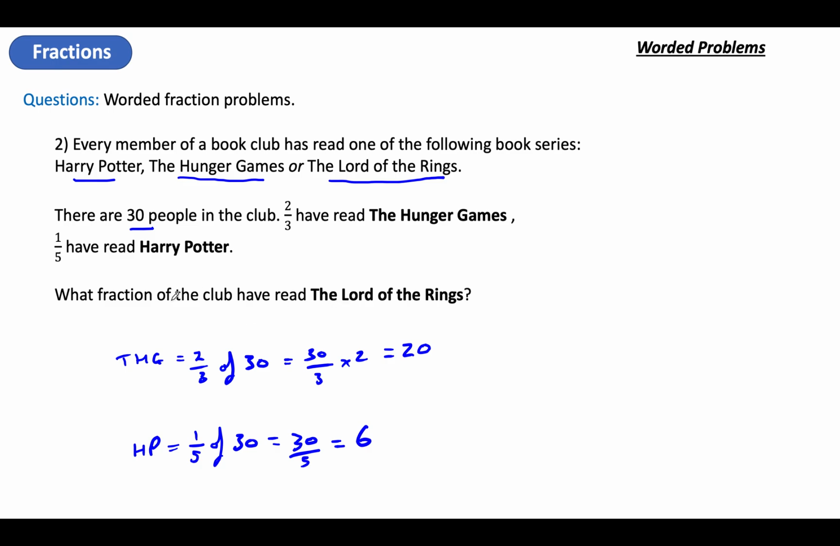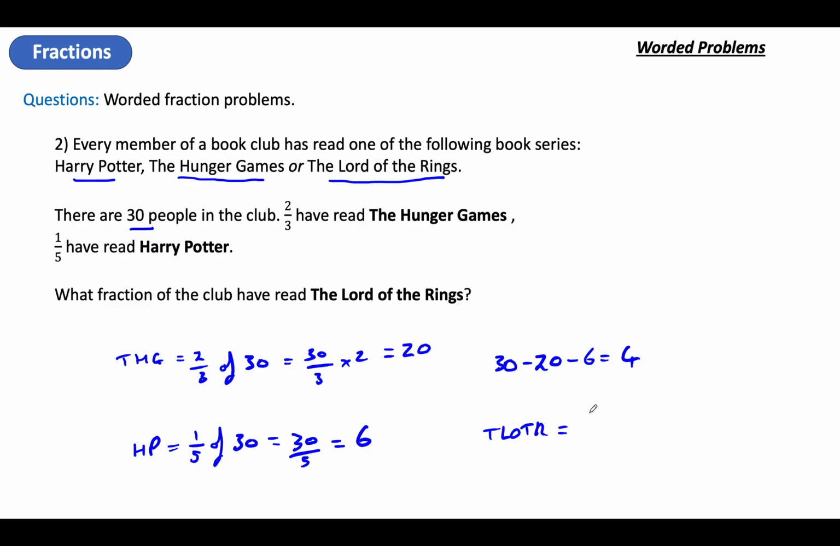How many, or what fraction of the club read Lord of the Rings? Well, let's first of all find out how many people. So if we do 30, take away the 20 that read Hunger Games, take away the 6 that read Harry Potter, we're left with just 4 people. And so we want The Lord of the Rings.